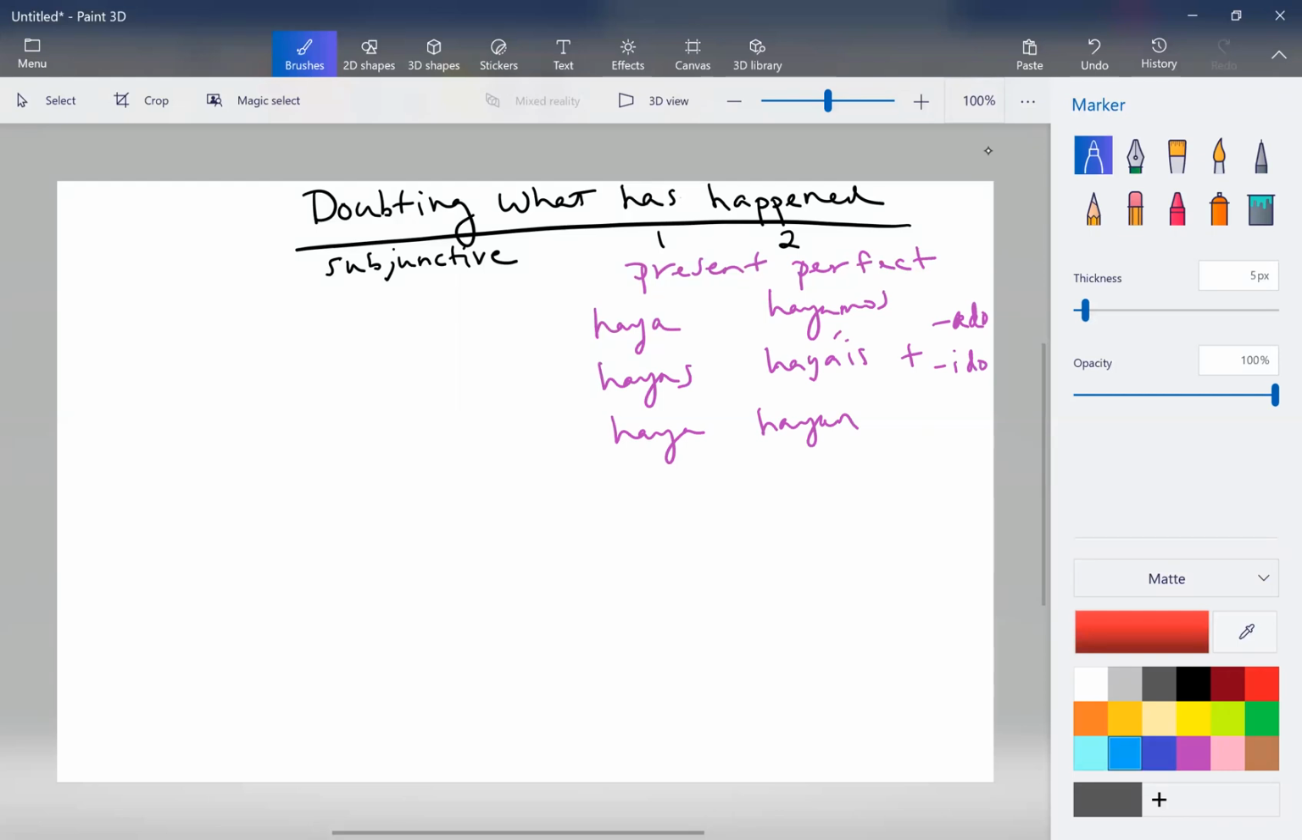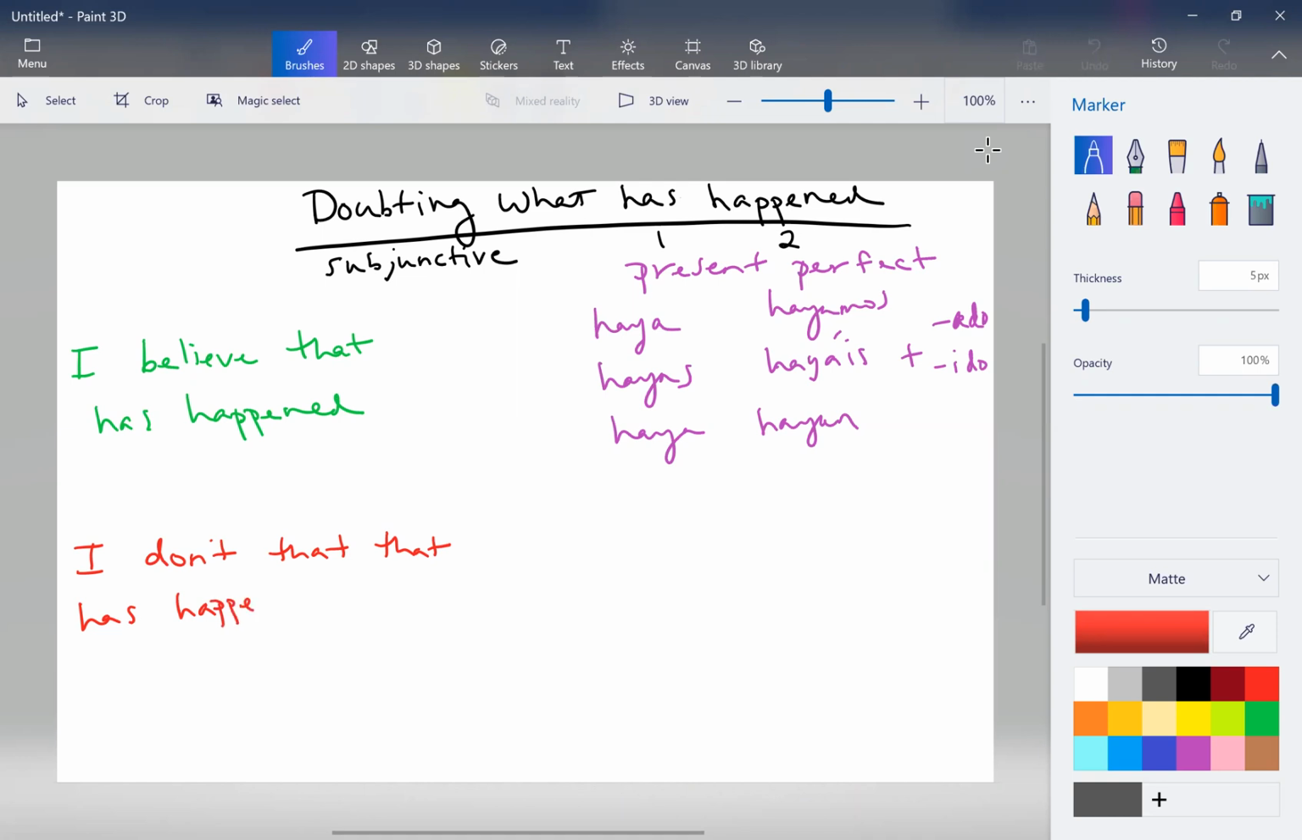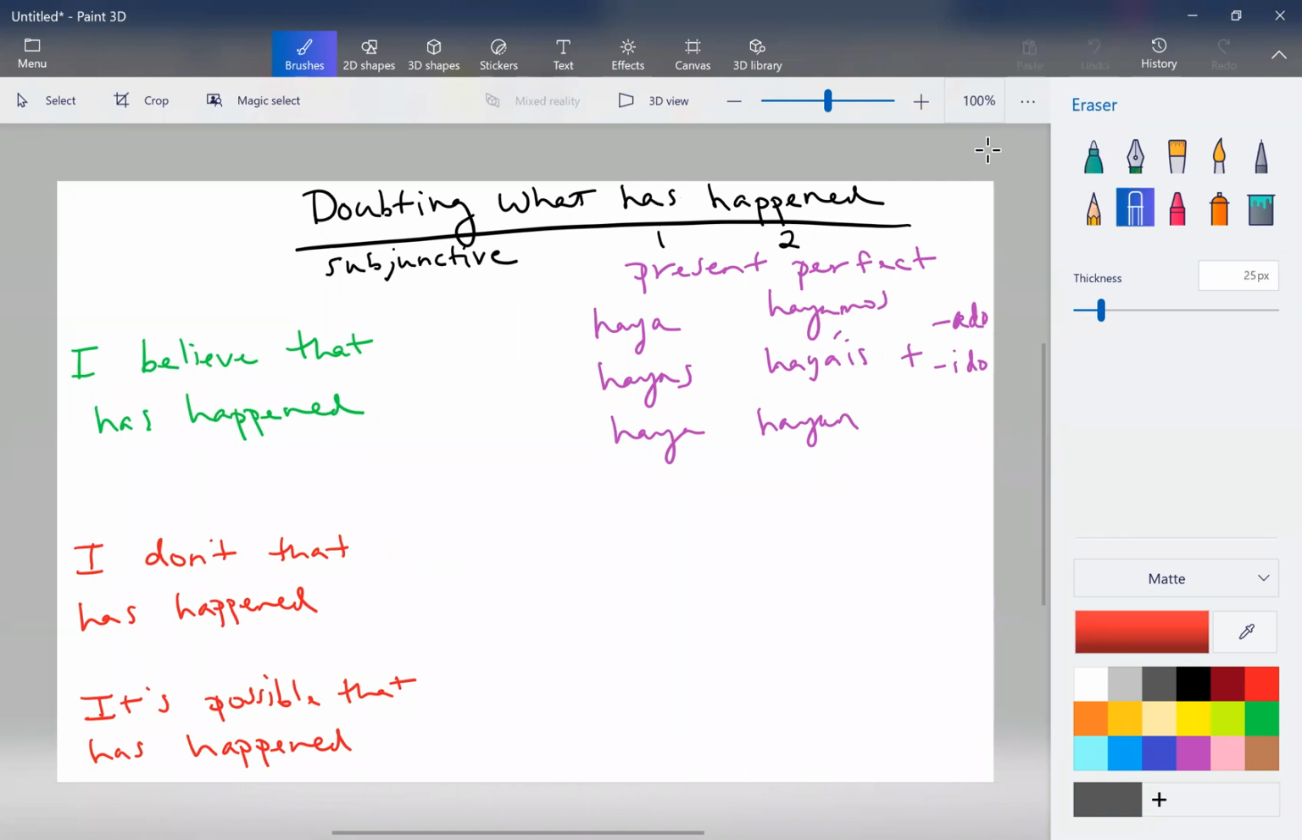So we can either say something like, I believe that has happened. Or we could say, I don't believe that that has happened. Or we could even say, it's possible that has happened. Okay. One of those statements would use the indicative, and the other two would use the subjunctive.